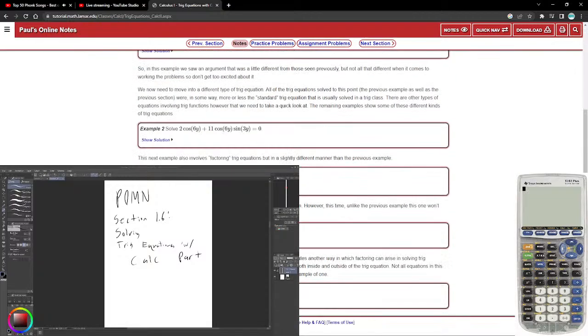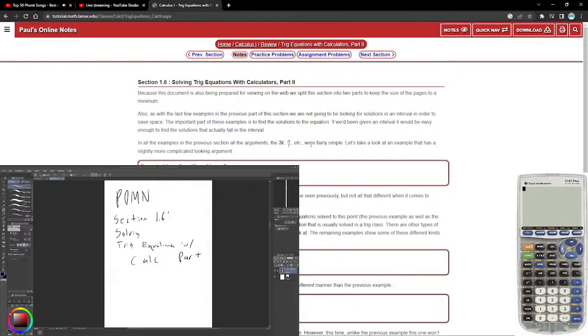Because this document is also being prepared for viewing on the web, it's split into 2 parts. Also, as for the last few examples in the previous part of this section, we are not going to be looking for solutions in an interval in order to save space. The important part of these examples is to find the solutions to the equation. Alright, I'm glad we're not doing that interval stuff anymore. It took up so much time. If we'd been given an interval, it would be easy enough to find the solutions that actually fall in the interval.